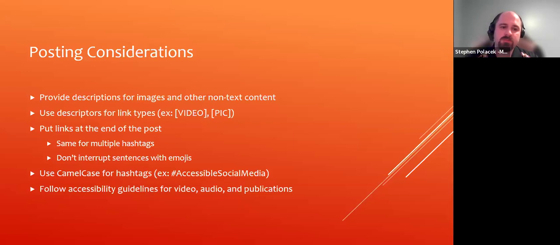First off, provide descriptions for images and other non-text content. Guideline one of pretty much any accessibility talk ever: alternate text for images.